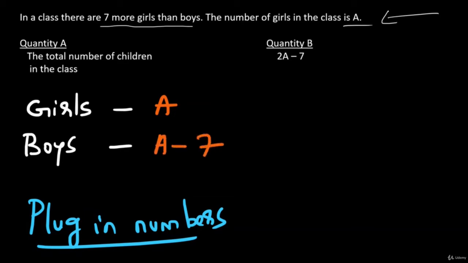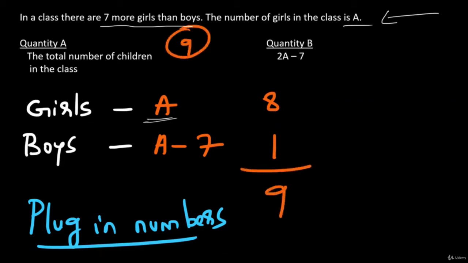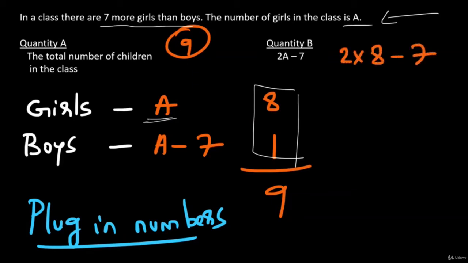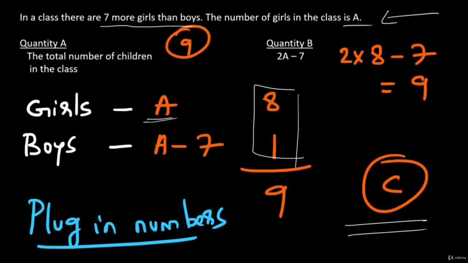Now let's take that A is equal to 8. In that case, the boys would be 8 minus 7, which is equal to 1. And the total number of children in this class will be 8 plus 1, which is equal to 9. So quantity A, if we plug in these two values, is equal to 9. And what is 2A minus 7? That would be 2 into 8 minus 7, which is equal to 16 minus 7, which is also equal to 9. Therefore, these two are equal, and hence the correct answer to this question is option C.